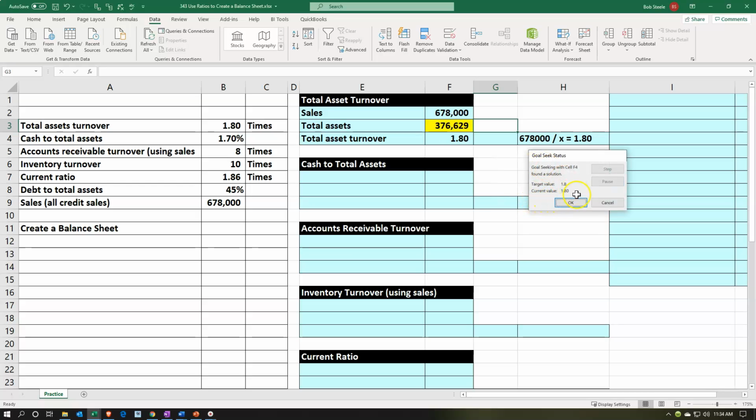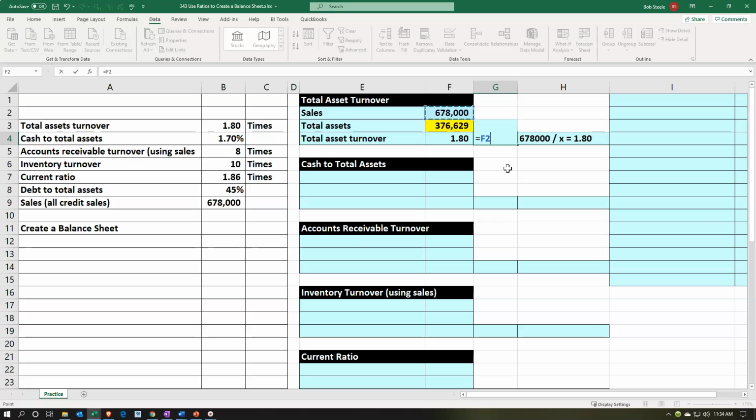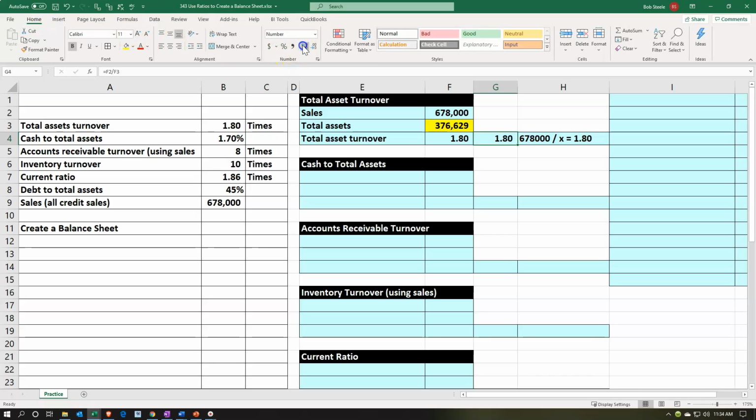Now then you can double check it. So whether you did it with goal seek or you did the algebra, then you can plug it back in and double check it. This equals this number, the sales, divided by the total assets. And that's going to give us this. I'm going to add a decimal. So there it is, 1.8. Looks good.